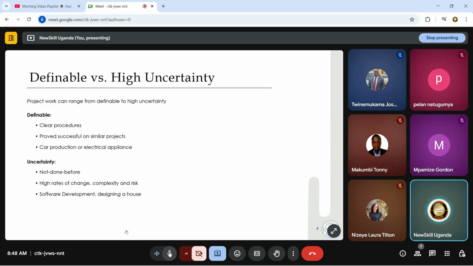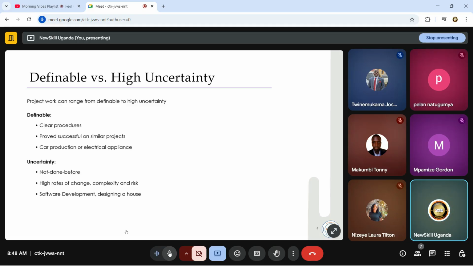Okay, sorry about that. So what I'm trying to say here is, by now you know at what point you use predictive projects and at what point you use agile projects. Most of the time, predictive projects take on a definable scope. When the scope is highly defined, with clear procedures, and you've tried this maybe on previous projects and it has worked, predictive fits. Things like manufacturing processes are highly definable scope. But the uncertain scope flourishes best in agile.